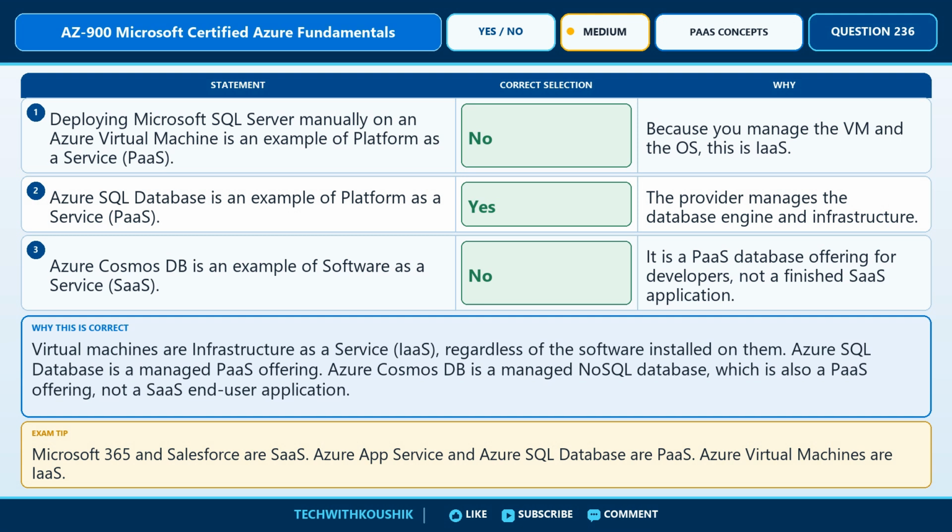Here's a useful exam tip. Microsoft 365 and Salesforce are SaaS. Azure App Service and Azure SQL Database are PaaS. Azure Virtual Machines are IaaS.